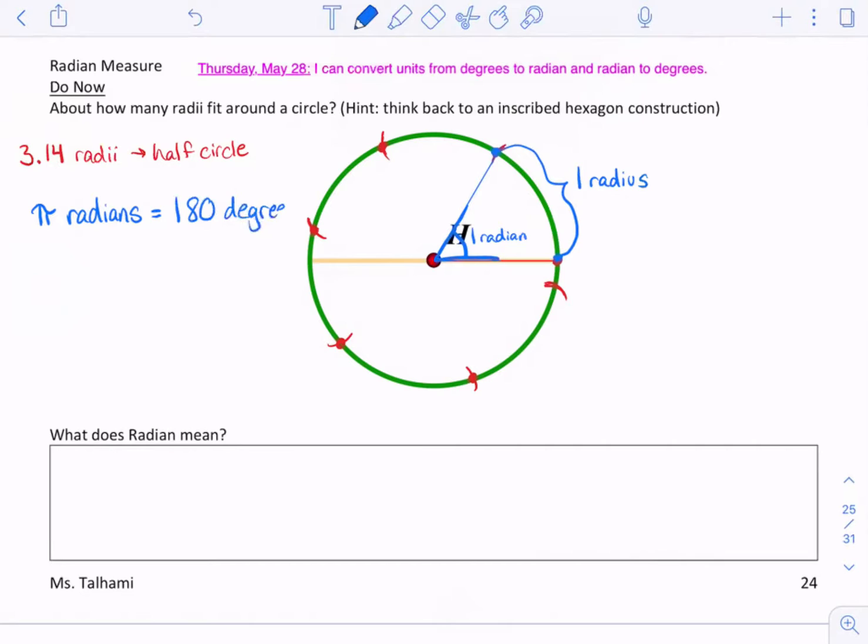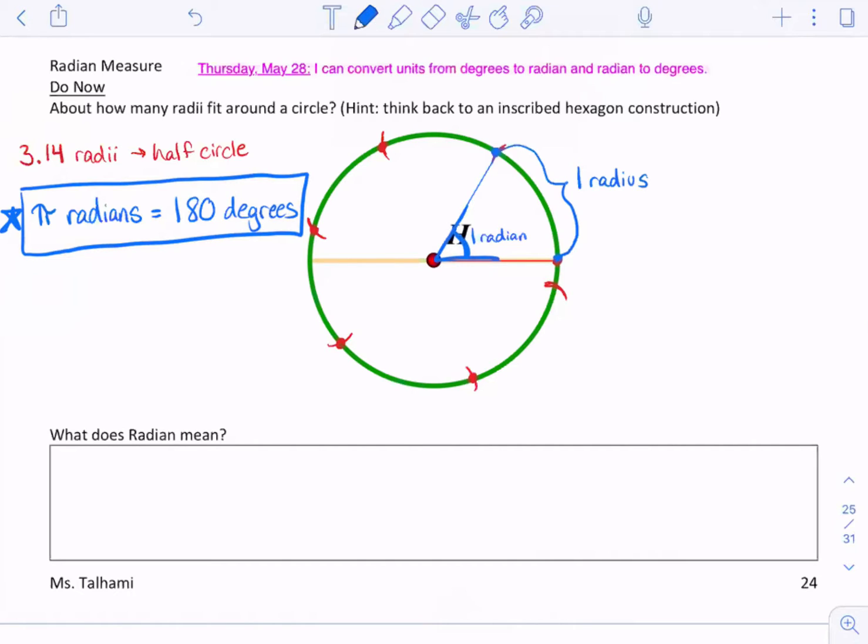Oh, so this right here is what we are going to use to convert from radians to degrees. This is our important unit conversion. Just like 12 inches equals 1 foot, pi radians equals 180 degrees. So what does radian even mean? What does it mean? What did we just show here?